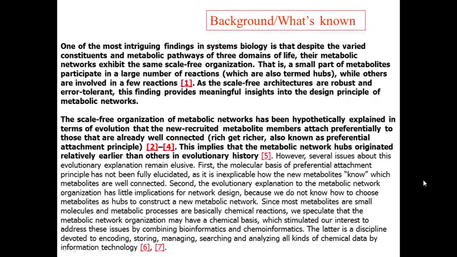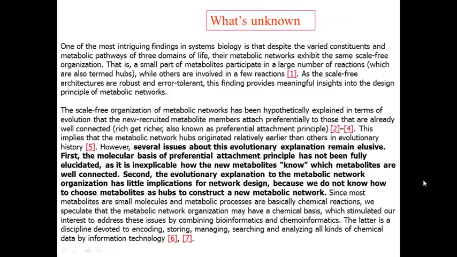So then they tell you that the scale-free organization of these networks has been hypothetically explained in terms of evolution, that the newly recruited metabolite members attach preferentially to those that are already well connected, so the rich get richer. So there's this idea that the newly evolved metabolites are going to attach onto these hubs. This implies that the metabolic network hubs originated relatively earlier than others in evolutionary history. So here's some known and some of what people think about this topic. Now here's the unknown. However, several issues about this evolutionary explanation that other people have posited remain elusive.